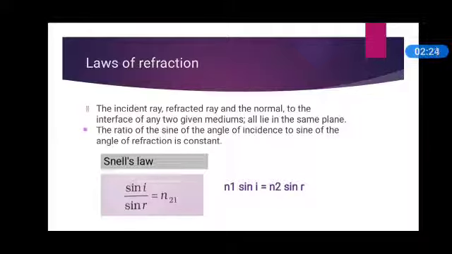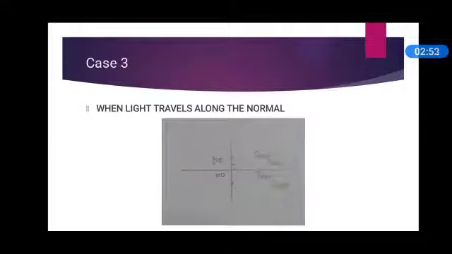So the expression for Snell's law is given below. Sine I by sine R is equal to n21, where n21 is the refractive index of medium 2 with respect to medium 1, and n21 is same as n2 by n1. So the final expression is given as n1 sine I is equal to n2 sine R, which is important. Snell's law fails at case 3 because here angle of incidence I is 0 and also angle of refraction R is 0. So therefore sine I by sine R is not defined.